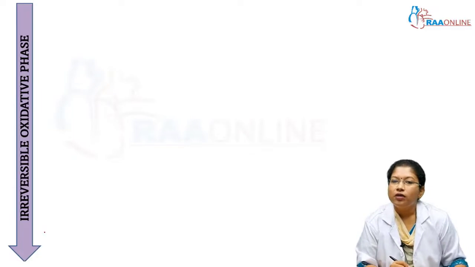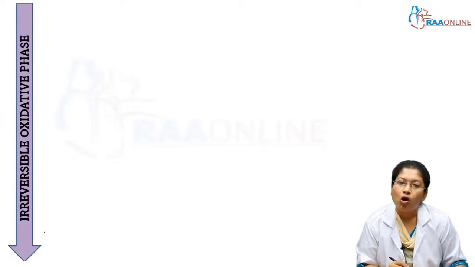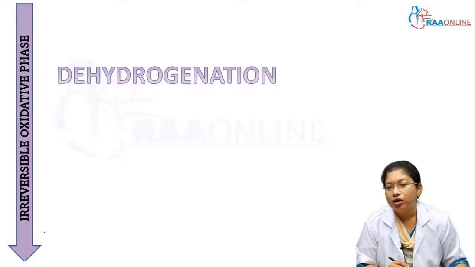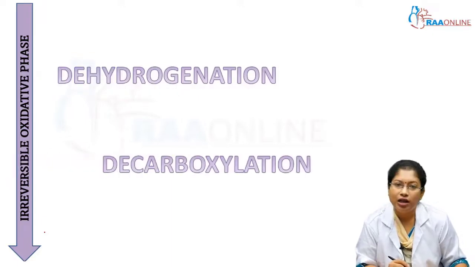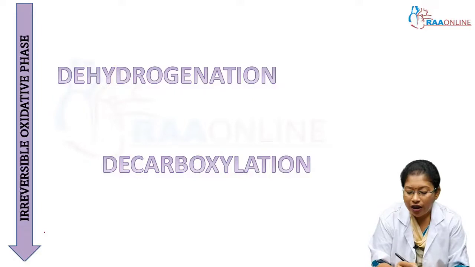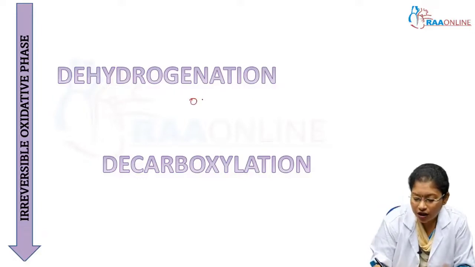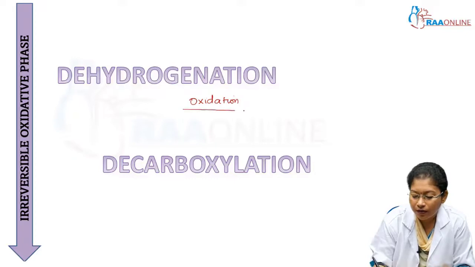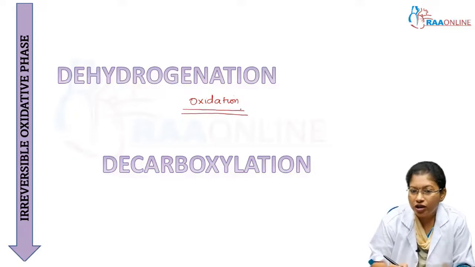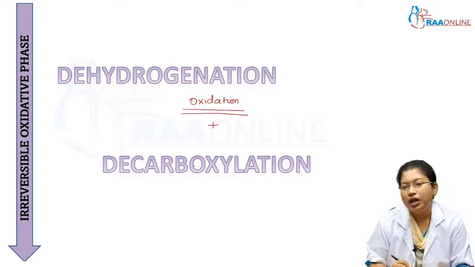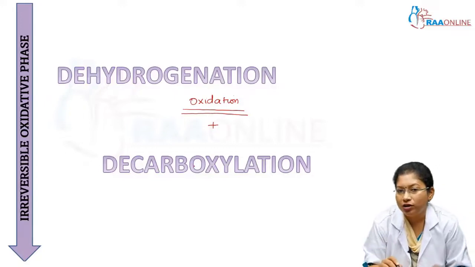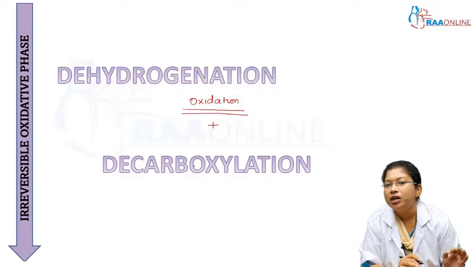So, first we'll see the irreversible oxidative phase. In this, two things are happening, dehydrogenation and decarboxylation. So dehydrogenation reaction is otherwise the oxidation reaction. This oxidation is coupled with decarboxylation. So it is called as oxidative decarboxylation that is happening in the irreversible oxidative phase.